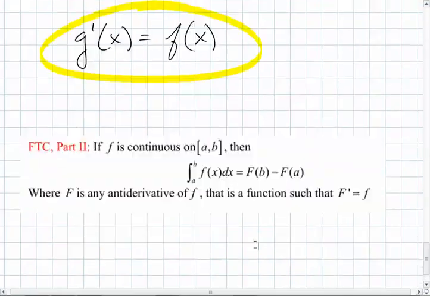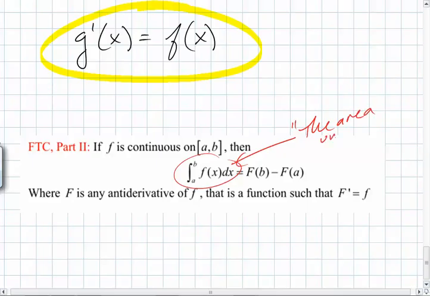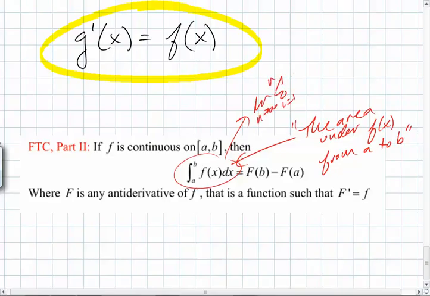This represents, right here, how do you say this? The area under f of x, under the curve f of x, from what to what? From a to b. So what is this telling you? We had something else before. What did we have? We had the limit as n goes to infinity of the summation from i equals 1 to n of f of x sub i star times delta x. That was the Riemann sum, right?